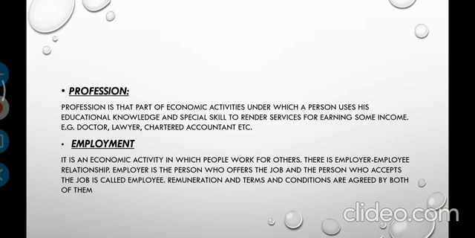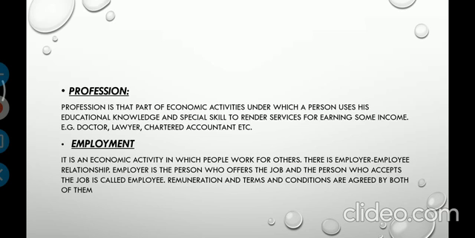Like AMS, English Medium High School and Junior College, they are the employer. They have offered the job, and I and other teachers are employees. We are working for this. So I am conducting a profession, and I am also an employee. Another example would be business enterprises, big ones like Reliance, Tata, Infosys. All these companies are employers, and people who are working for them are employees. Remuneration and terms and conditions are agreed by both of them.